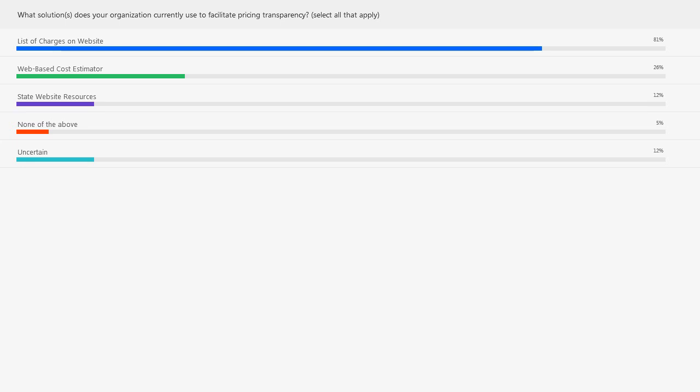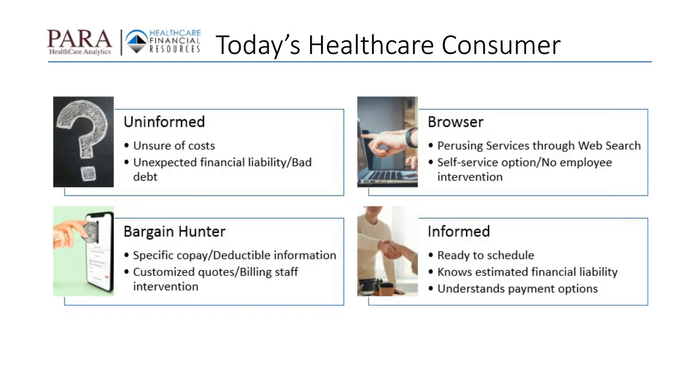All right, well, I'm glad you're here to learn more about how we can pull all of this together to meet our CMS requirements. So let's get started. Let's first talk about today's healthcare consumer in this brand new brand of consumerism in today's world, which has prompted the conversation around price transparency.